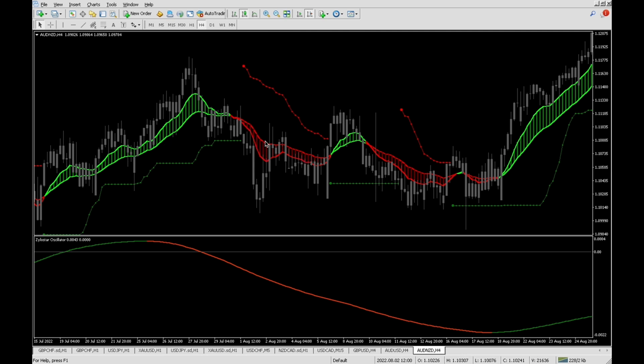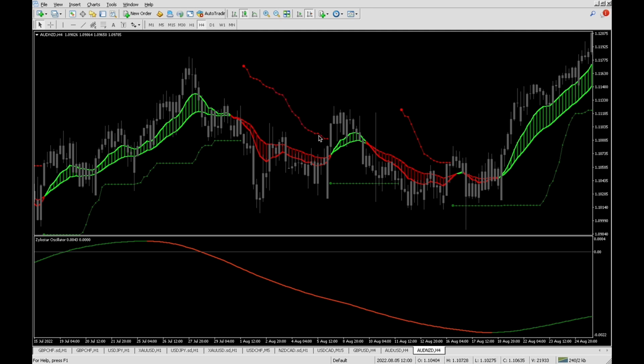With these two indicators, we have one more indicator, which is a Zylostar stop loss indicator. Now this Zylostar stop loss indicator shows you that if you are going to take a buy position, then these green dotted lines will give you the level where you can place your stop loss. And if you are going to make a selling position, then these red dotted lines are going to give you the exact price where you can place your stop loss on a selling trade.